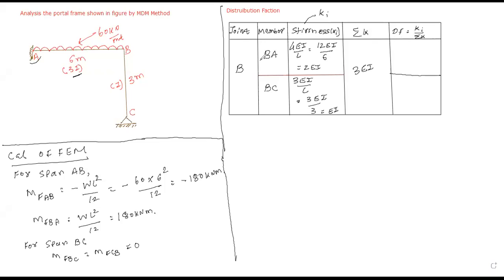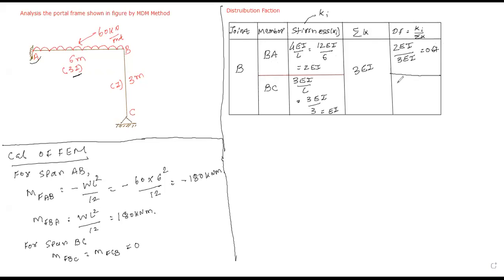So now distribution factor for BA is Ki divided by sigma K. Ki is nothing but, if I am calculating stiffness for a BA member, you need to consider K for BA. Sigma K for total. So can I write like this: 2EI divided by 3EI? EI will cancel out, so your value will be 0.67. Yes or no? Please give me a quick check.